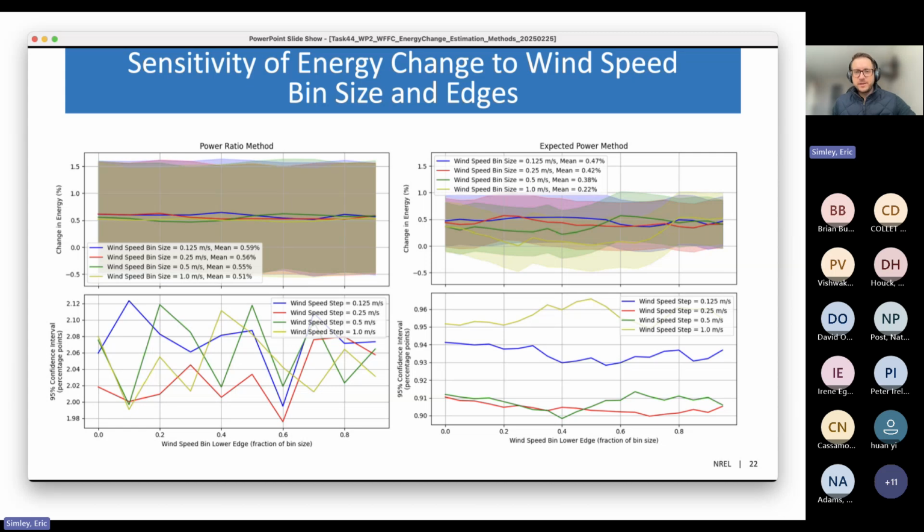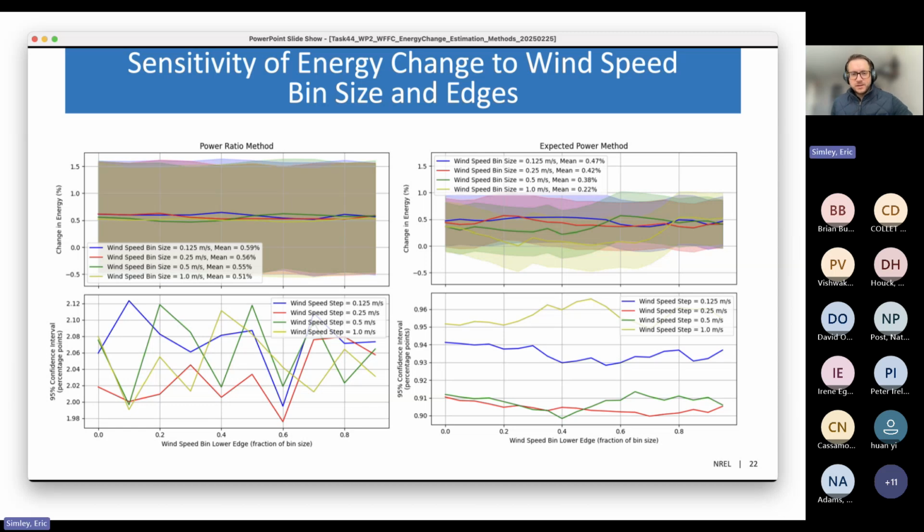Whereas the expected power method, say for the highest bin size we considered of 1 meter per second, the power can change quite a bit within a 1 meter per second bin. So that might be including too much variation within that wind speed bin, and that could potentially be more of an issue for smaller data sets where we wouldn't have as much data in each wind speed, wind direction bin.